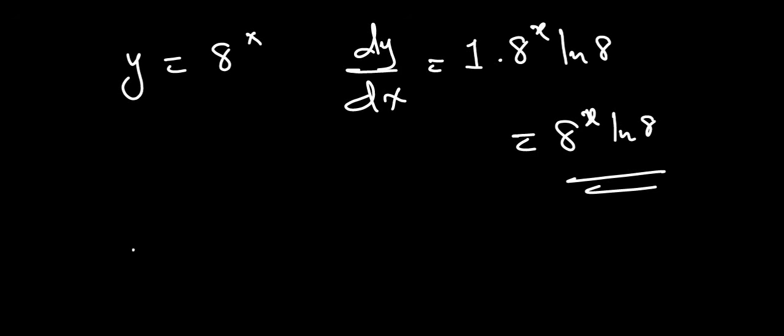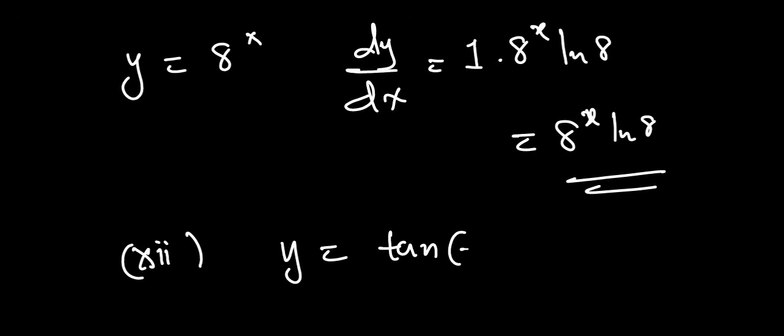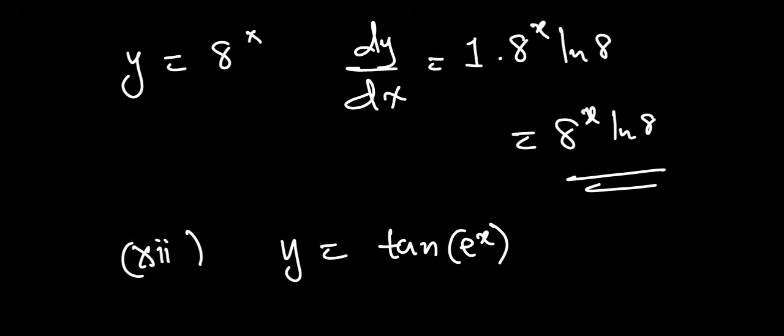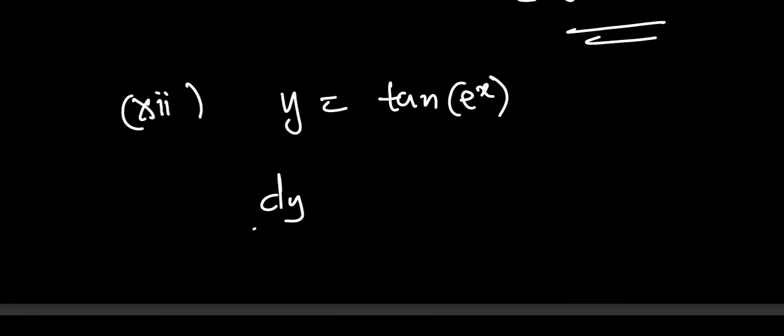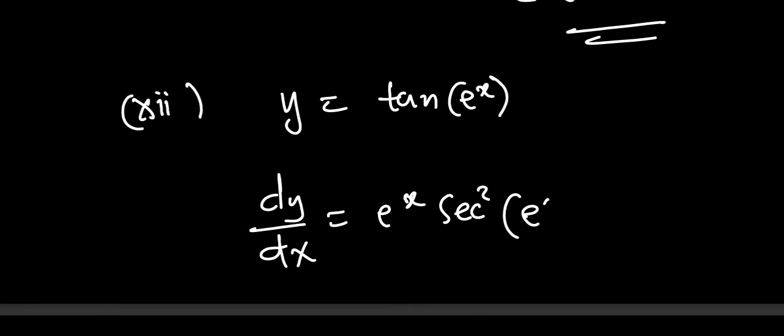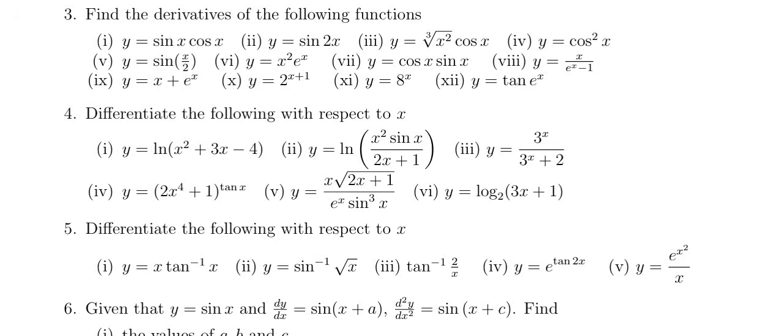The last one, the 12th one, is y equals tan e^x. According to the rules, the derivative of tan is sec squared, but we also differentiate whatever is inside. That's going to be e^x. Then we say sec squared and put e^x, because e^x is like the theta. So that's what you're going to get. This answers your question number 3. I hope it's a little bit helpful comparing with the answers that you've gotten.